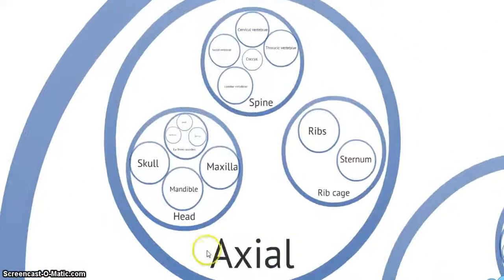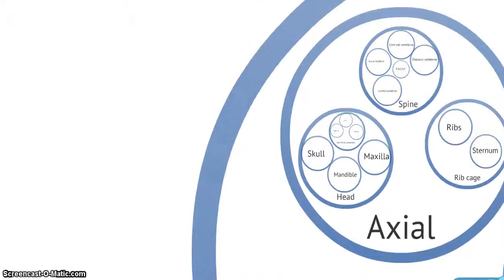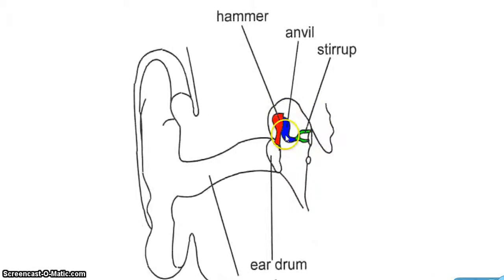So looking first at the axial skeleton, we will start with the head, which is made up of skull, the mandible and maxilla, the jawbones, as well as the ear bones. Ear bones, smallest bones in the body, otherwise known as the ossicles. We have the hammer, over here the anvil and the stirrup. You'll learn more about these bones in grade 12 when we look at sense organs.